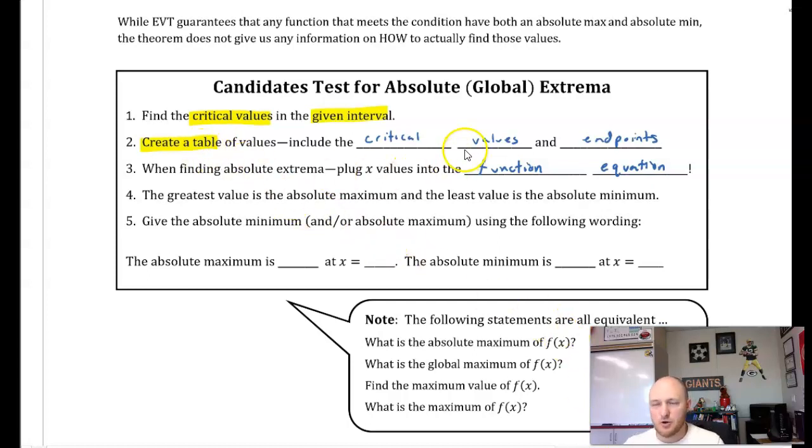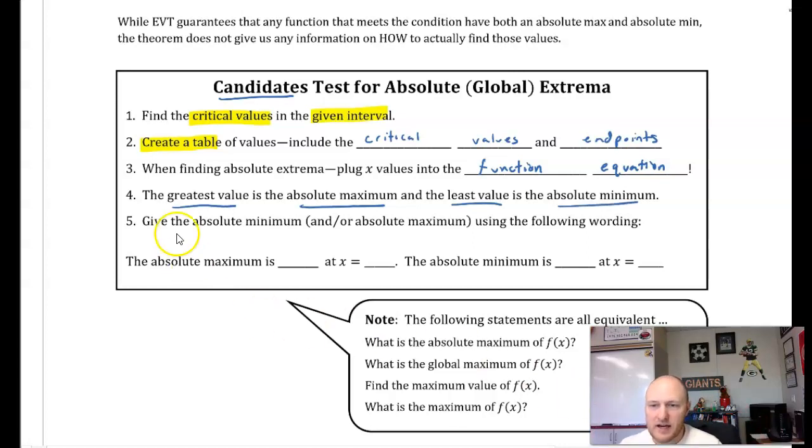These x values, the critical values and the endpoints, these are what we call the candidates for the global extrema. Now, once we've plugged these values in, the greatest value is the absolute maximum and the least value is the absolute minimum. Makes sense.